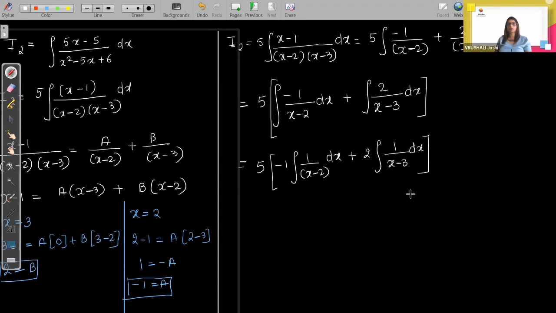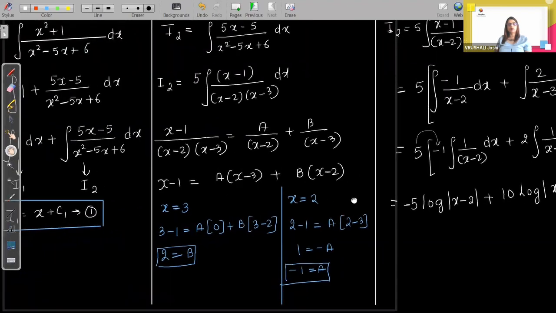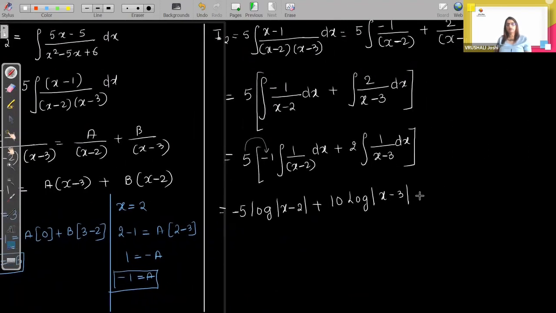So now the answer is probably in front of you. All those people who have practiced the previous exercises know very well. Your answer is going to be what? If you take the 5 inside, this will be minus 5, and its integration will be what? This will be log of modulus x minus 2. Correct? Plus 5 into 2, 5 into 2 will be 10, 10 log of modulus x minus 3. Also, in the previous part we got C1. Correct? We wrote C1, so here we will have to write this as plus C2, right?